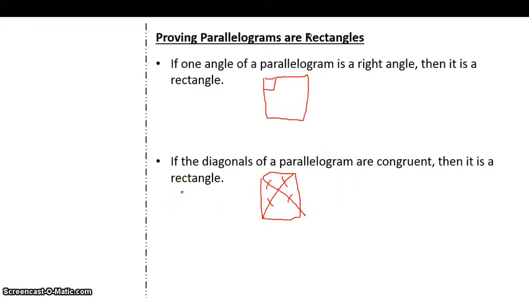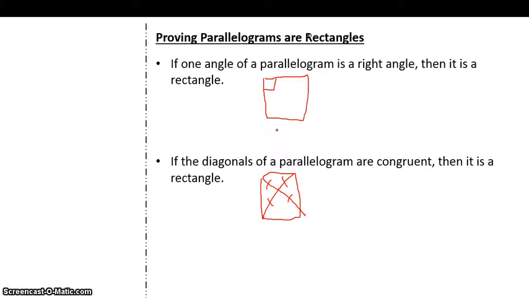So both of these are things you kind of already know. If the diagonals of a parallelogram are congruent, that was a rectangle. If one angle of a parallelogram is a right angle, then it's a rectangle, because a rectangle has 4 right angles, and if you just know one angle of a parallelogram is a right angle, you can prove the other 3 are also right angles. Okay.